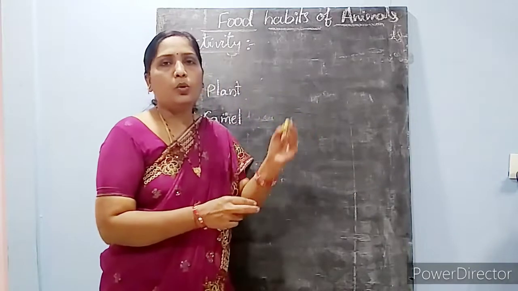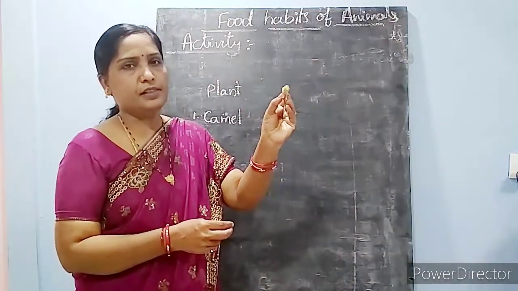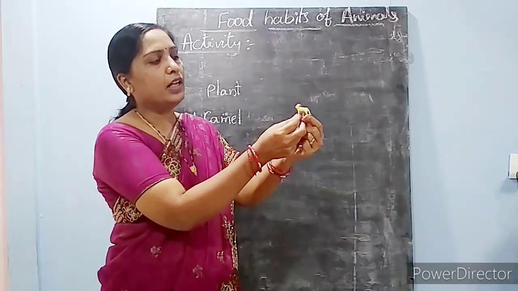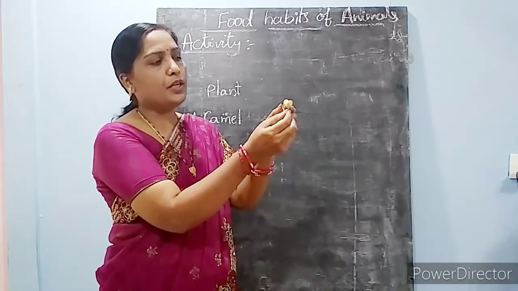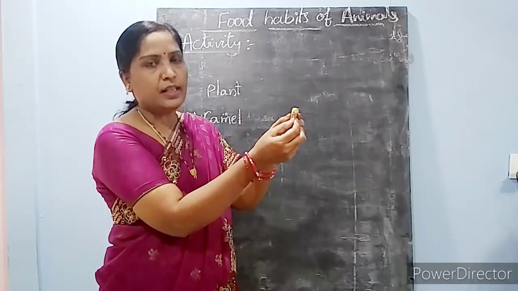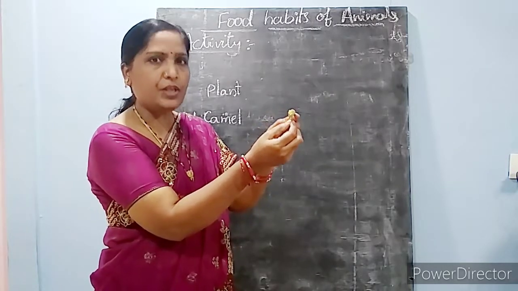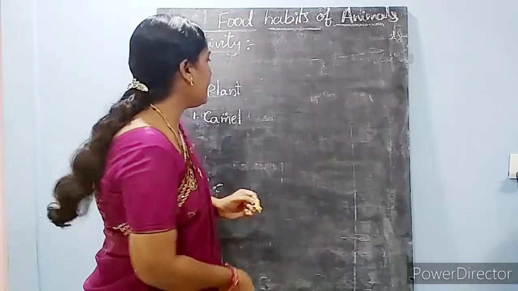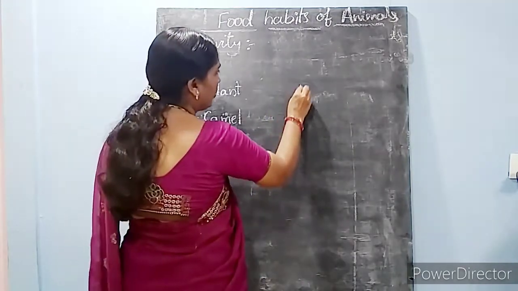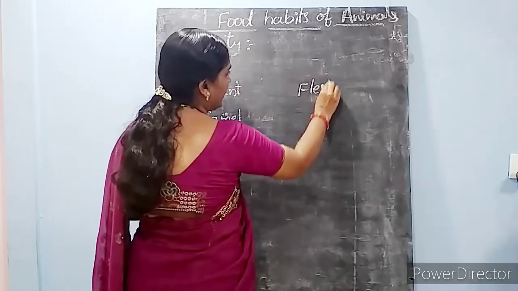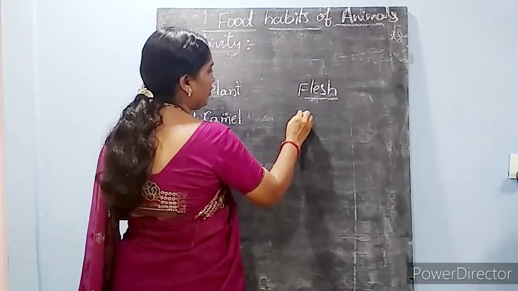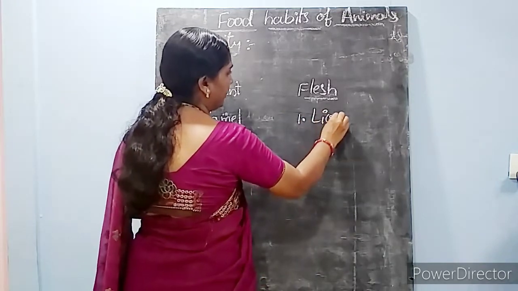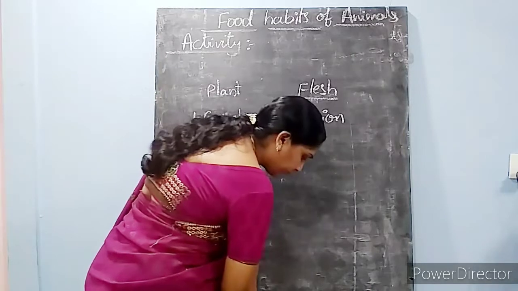And now look at this toy, children. Which animal is this? This is a lion. So what does a lion eat? Lion eats the flesh of other animals, right? So it is a flesh eating animal. You make another column for flesh eating animals. So which animal had we seen? That is lion. Lion eats flesh.